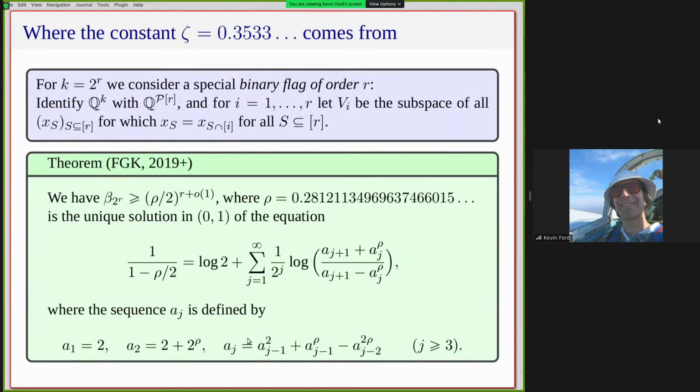To explain where the special constant zeta comes from, now we have all this set up. We were considering very special flags of vector spaces, which have a great deal of structure. And in fact, here's a definition of that flag. It's a very compact definition, which hides a lot of the structure.